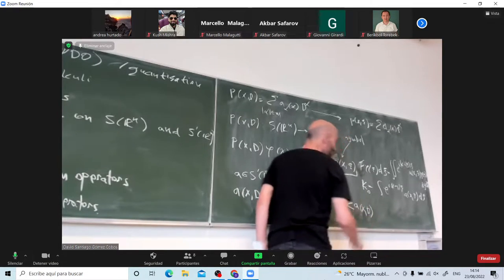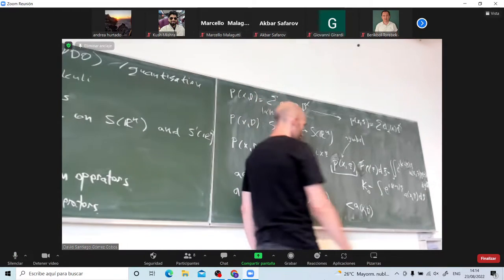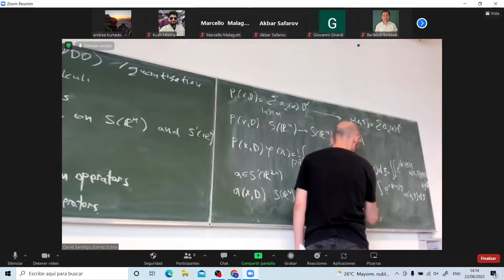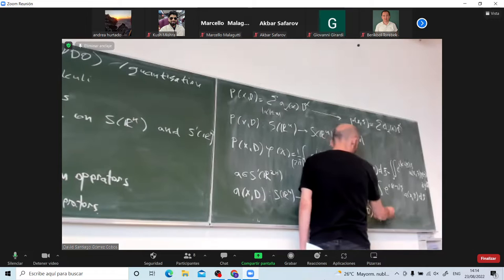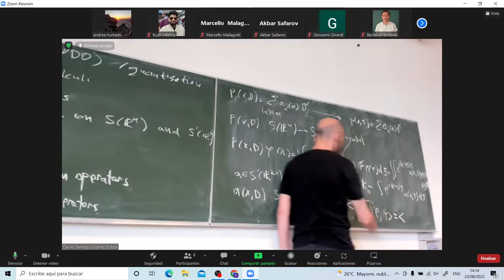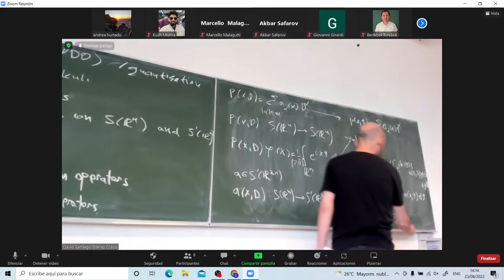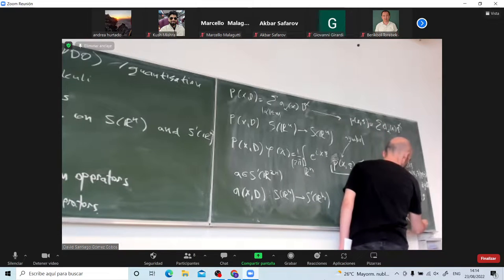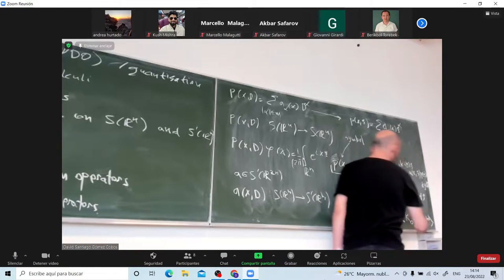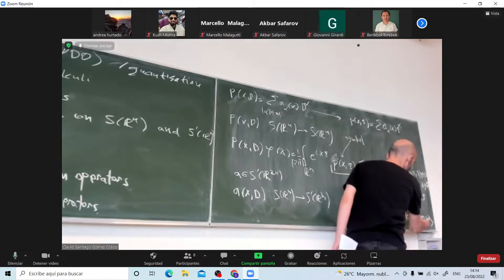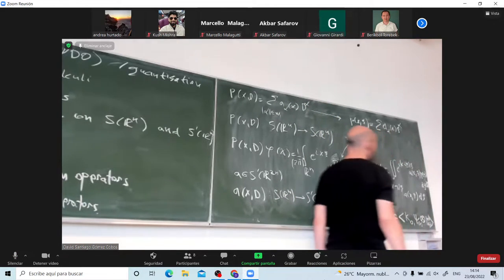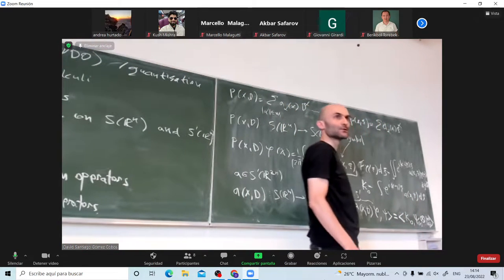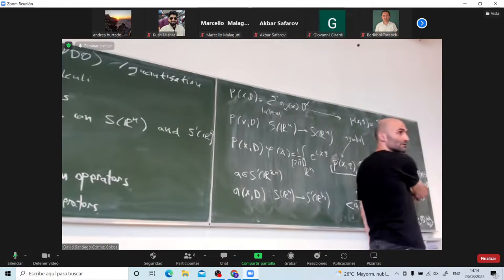So this is now a map from S to S prime. So when it acts on phi, because I want this thing to be a tempered distribution, we bracket it inside. And this is exactly this kernel acting on psi times phi. So the psi is with x and this is with y. And this kernel, as it is written here, makes no sense, right? Because if this is a tempered distribution, this is meaningless.